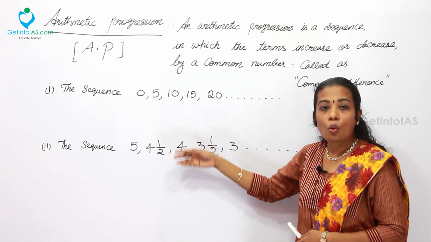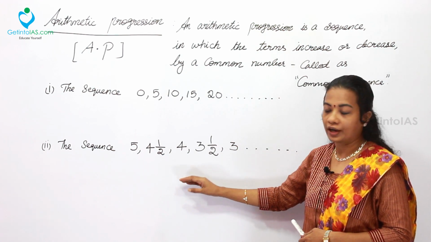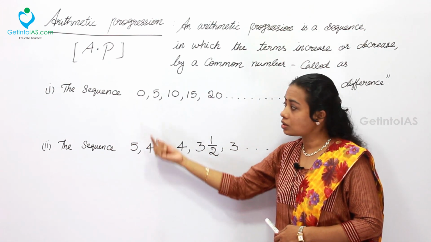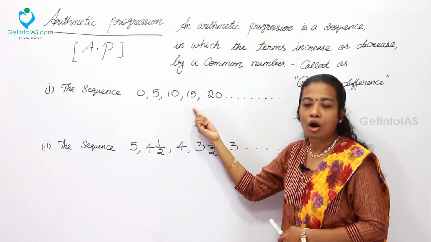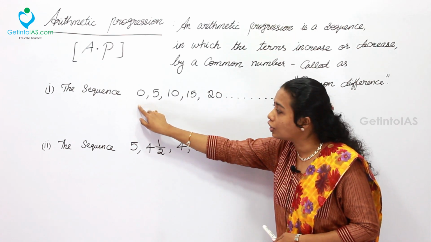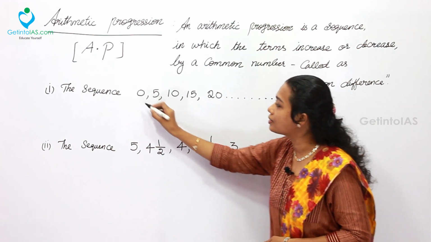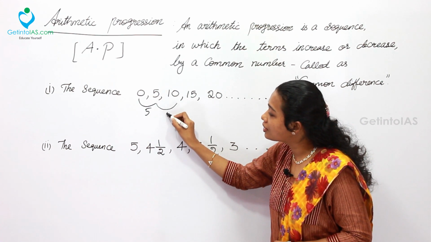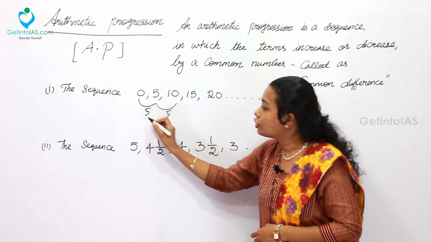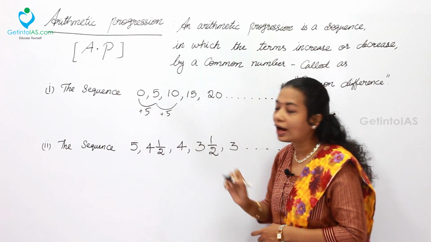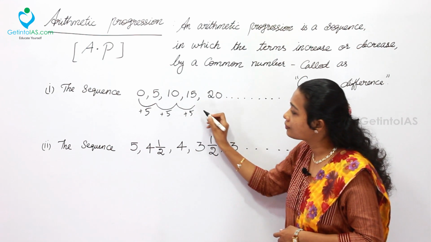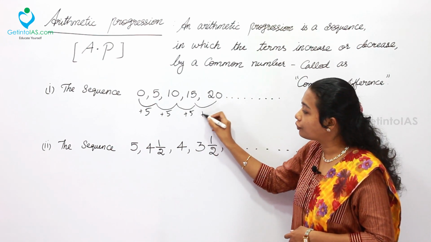In both the series, what we can find in common is that the first term is presented in both the sequences and also the difference is common. Here what is the common difference? 0 and 5, the difference is 5, right? And 5 to 10, the difference is 5, that is plus 5. So let's mention it plus 5, plus 5. And 10 to 15 plus 5. 15 to 20 plus 5.